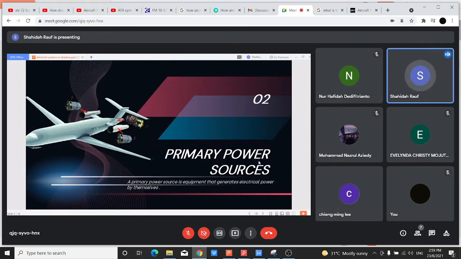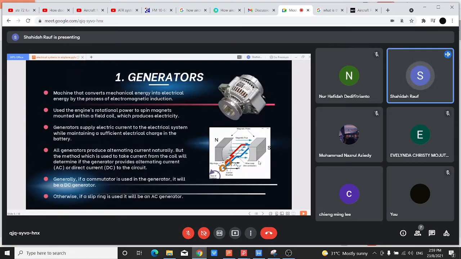Okay, so let's move first to the primary power sources, which is the equipment that generates electrical power by themselves. The first one is the generator. A generator is a machine that converts mechanical energy into electrical energy by the process of electromagnetic induction, whereby it uses the engine's rotational power to spin magnets mounted within a field coil, which produces electricity.